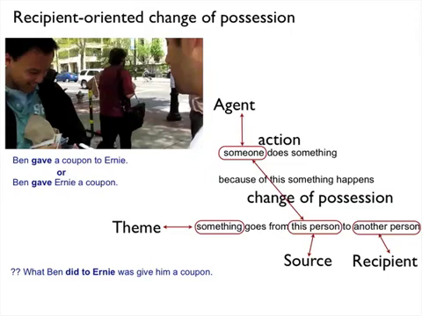What Bert did to Ernie was give him a coupon. Does that sound right? What did Bert do to Ernie? Well, he gave him a coupon. Well, you could kind of force it into there, but it's not the same kind of thing. What you have is simply an action. Someone does something, and because of that, there's a change of possession from one person to another.